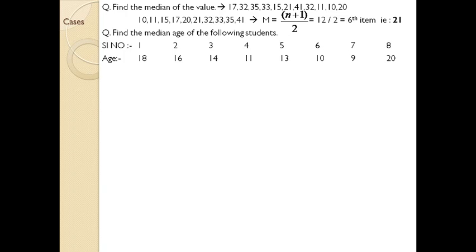Serial number is not the event in this case because the question specifically says find the median age. So age is the event. Event means x. Next means f. F means number of occurrences. Serial number will not come under that category because serial number is just an arrangement. It doesn't mean that it is f. So this question is again an individual series.